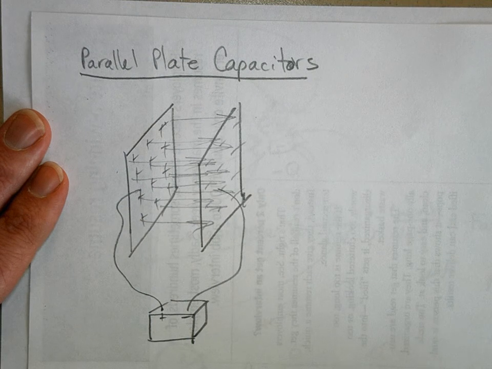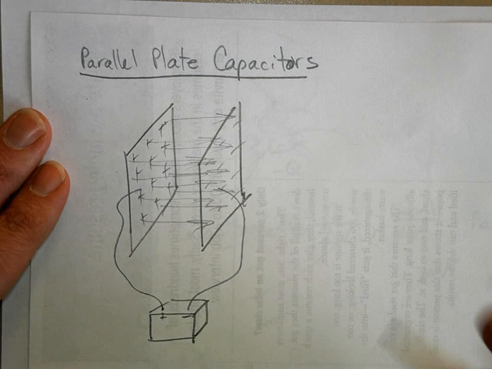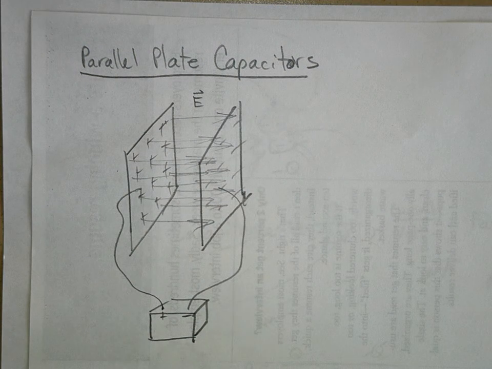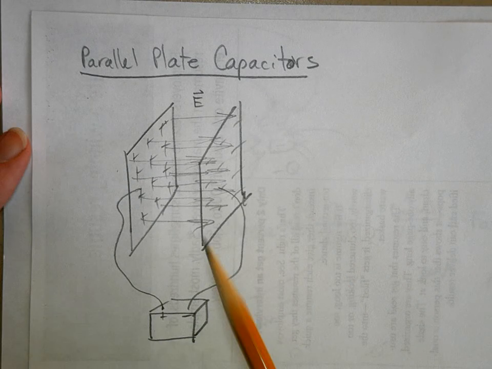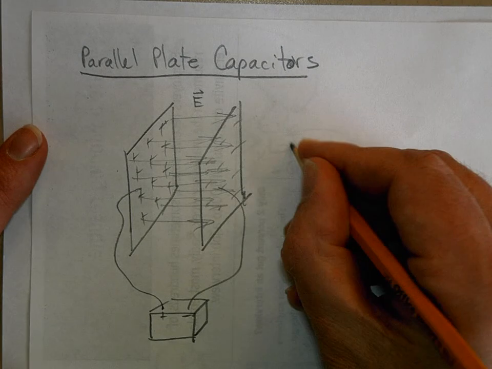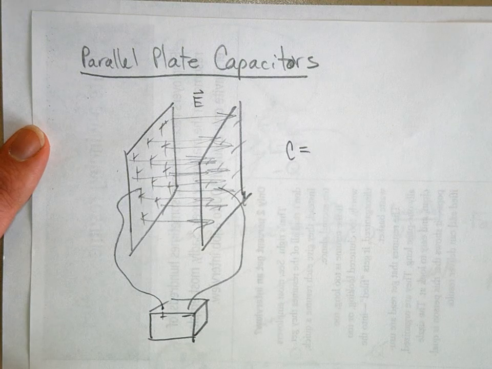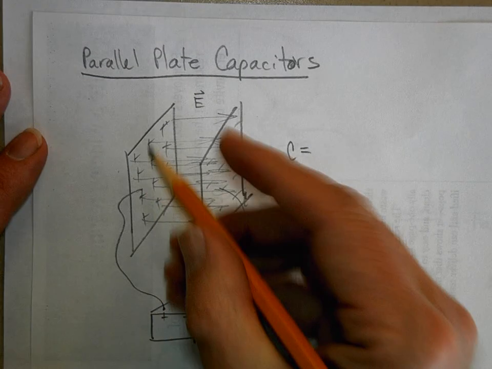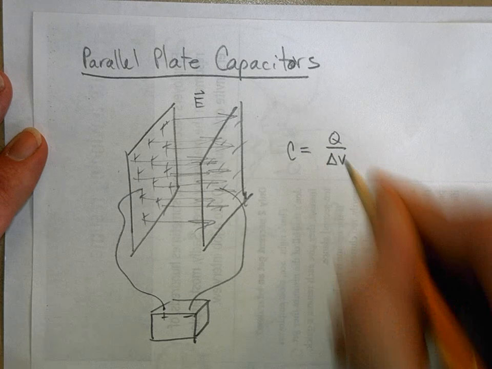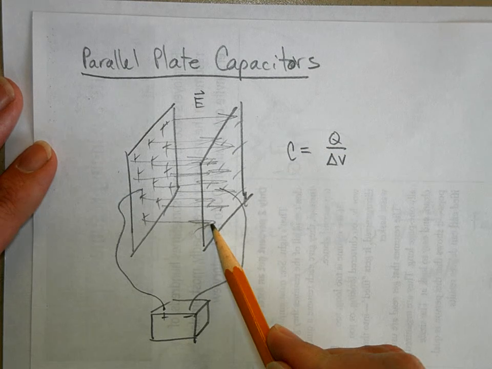Okay, so there's my electric field, E. Now, what we want to do is go through a series of little derivations here that aren't too hard, and we're going to figure out an expression for the capacitance. Let's start off with the basic definition for capacitance. It's the amount of charge on this plate, we'll call it Q, over the change in voltage when you go from the positive to the negative side.